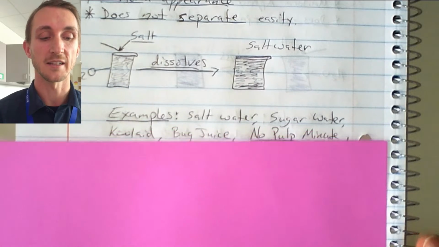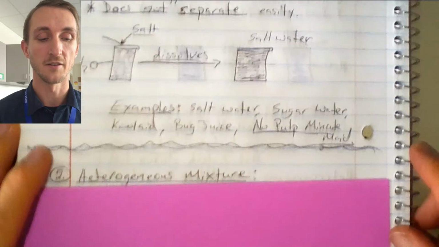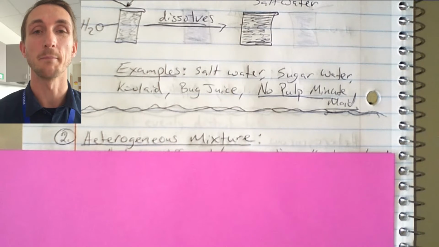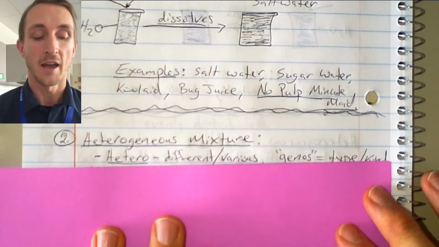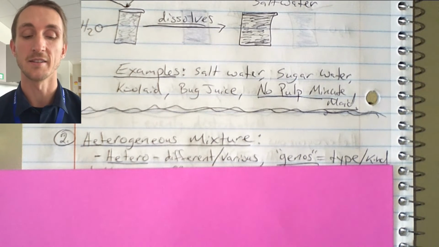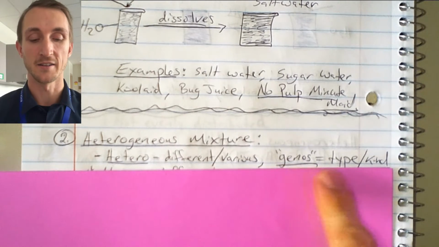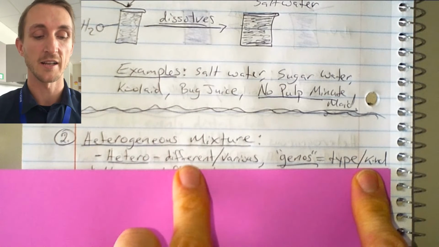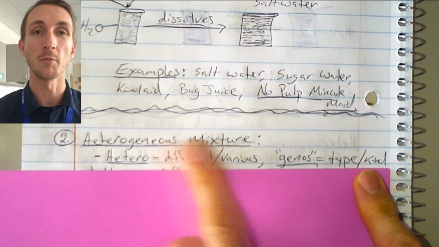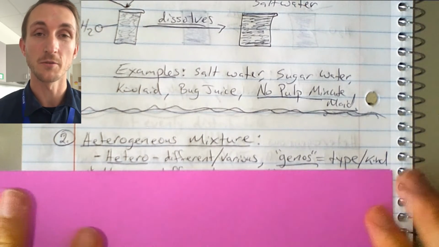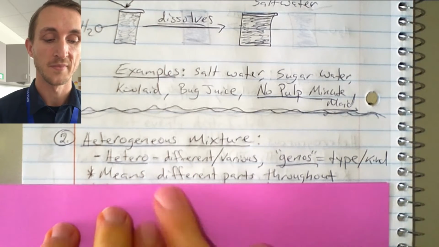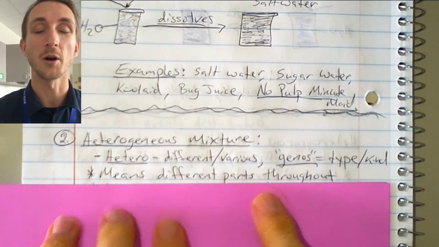Let's talk about our second type of mixture. Second type of mixture is a heterogeneous mixture. Hetero means different or various, and genus again meaning the type or kind. So that's how you can remember what this means. And a mixture is a mix of two things, or more than two things, could be more. So this means different parts throughout.